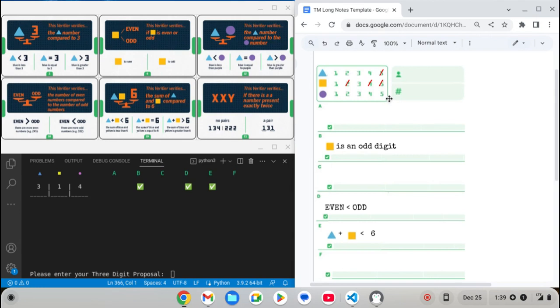There are so many other possibilities, but let's go ahead and try that out. I'm going to pick 415 as my second round proposal. And just to double check, is that middle digit odd? It is. Are there more odds? Yes. And the sum is still less than 6. Let's go ahead and try that out.